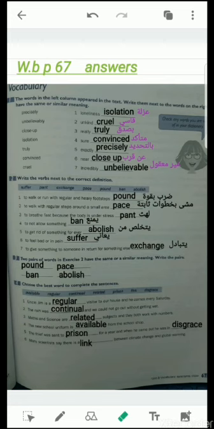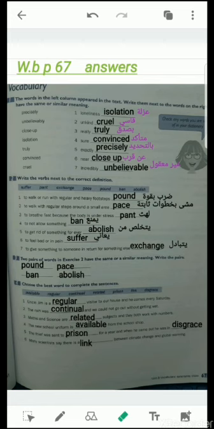Let's move to exercise number 2 and we have to write the verbs next to the correct definition. We have a definition for each verb. Also, you have to study the meaning in Arabic for each verb in order to match between the verb and its definition. We have suffer, pant, exchange, pace, pound, ban, abolish.